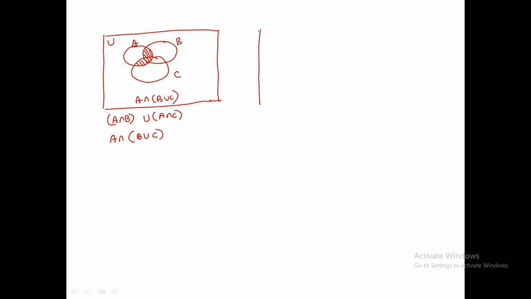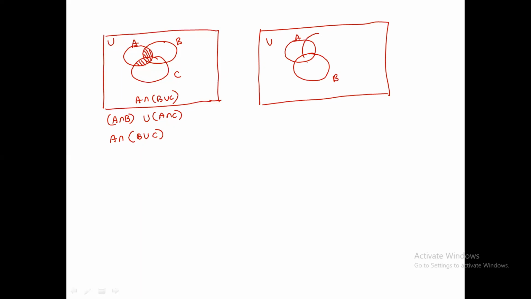Let us take another diagram. This is universal set. In this, I have set A, set B, and set C. Here I am shading the region common between A and C. So this diagram represents A intersection C.